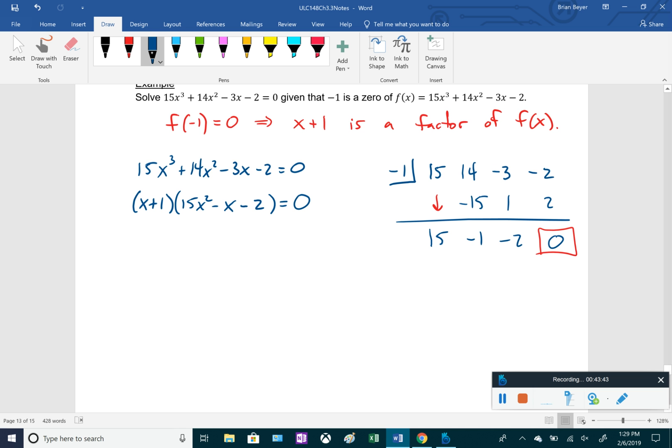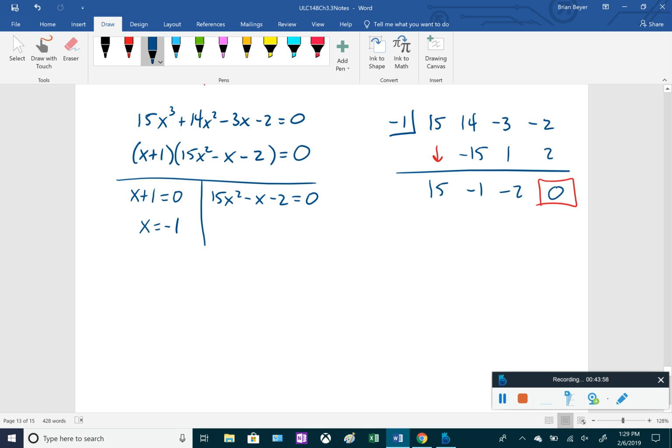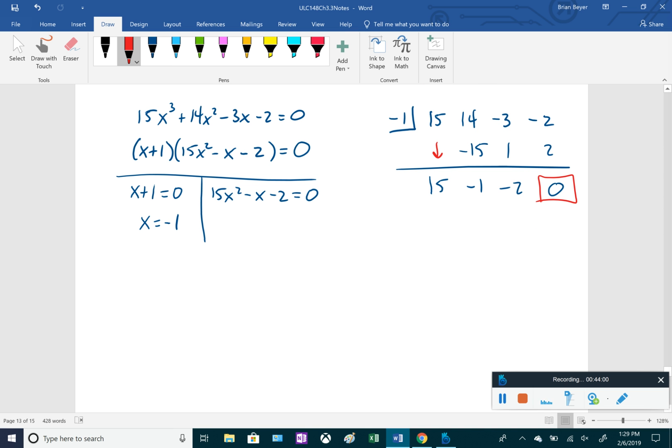So now here, this does not factor unfortunately. So what I'm going to do is set this equal to 0. We get x equals -1, which we already knew because it was told to us. For this quadratic equal to 0, we're actually going to need the quadratic formula. So setting this up, I'll do it over here. Quadratic formula is going to be x equals -b plus or minus square root b squared minus 4ac, all over 2 times a.